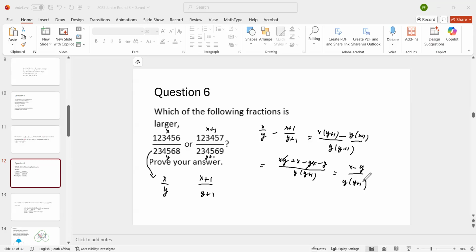Now, why am I doing this? I want to find out whether this number is positive or negative. If it's positive, then I can say that this is greater than that. If it's negative, then I have to say I'm taking a larger number from a smaller number. So this would have been larger. So I want to know which is larger. Now you got x minus y. What is x? X is this. And this is y. And x minus y is clearly negative because this is smaller than this.